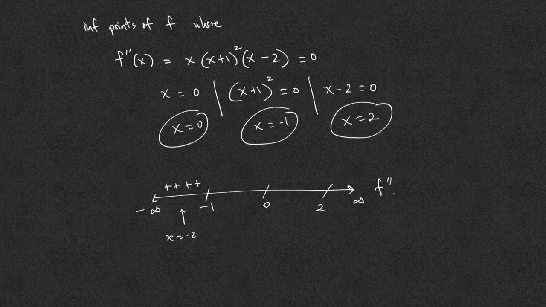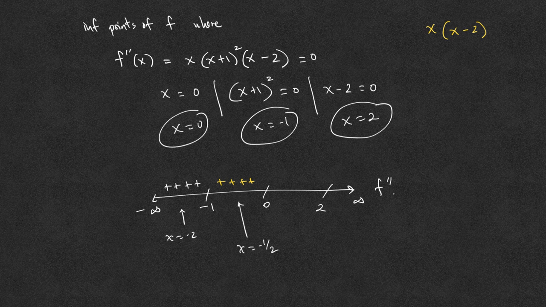From negative 1 to 0, we pick x equals negative 1/2. And again, we do not need to check the sign of (x plus 1) squared. We only need to check the sign of x times (x minus 2) to determine the sign of f double prime. If we plug x equals negative 1/2 into this, we have negative 1/2 times negative 1/2 minus 2 is negative. So this is a negative times negative. And so f double prime is positive on the interval negative 1 to 0.